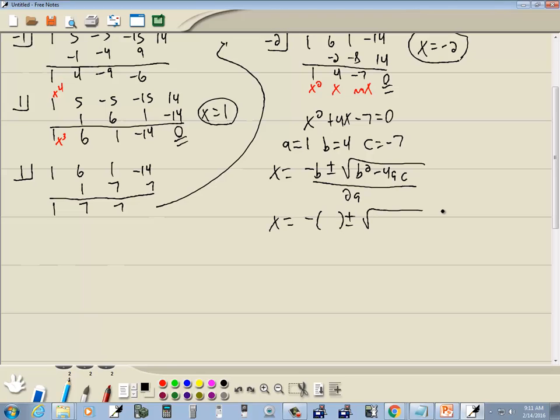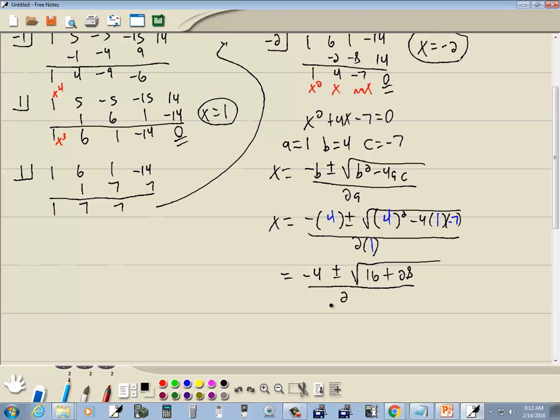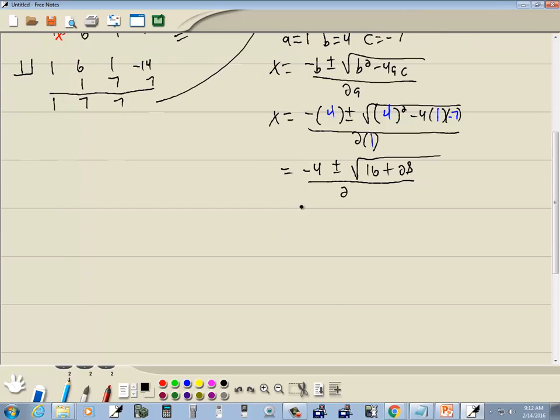So I'm going to put parentheses everywhere I have a variable before I plug in my numbers. We said b was 4, so everywhere I had a b, I'll put in a 4. We said a was 1, so everywhere I have an a, I'll put in 1. We said c is negative 7, so everywhere I have a c, I'll put in negative 7. So we got negative 4 plus or minus 4 squared, minus 4 times 1 times negative 7, which is positive 28. So then we've got negative 4 plus or minus the square root of 44 over 2.